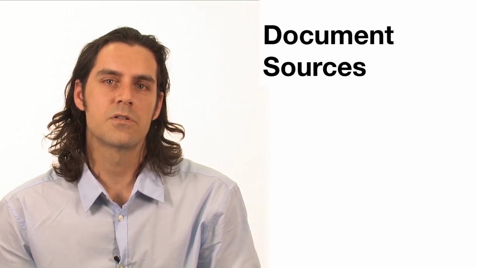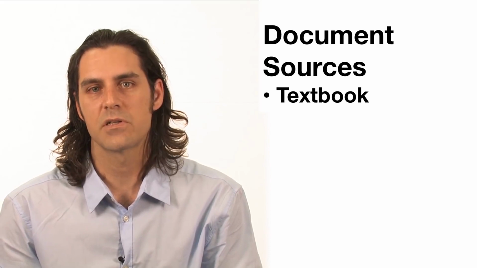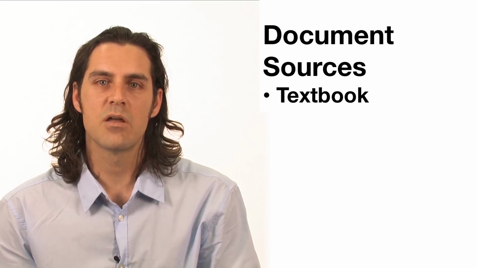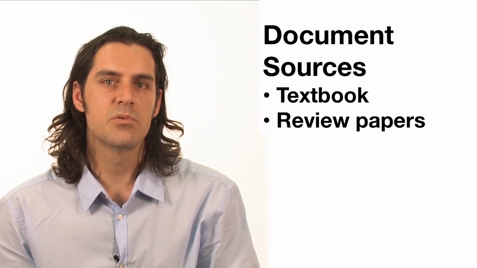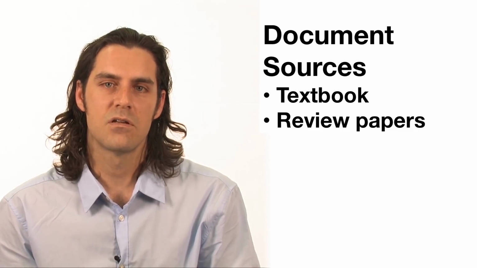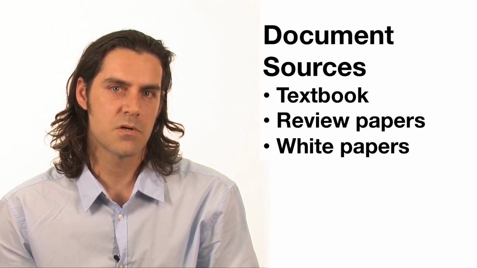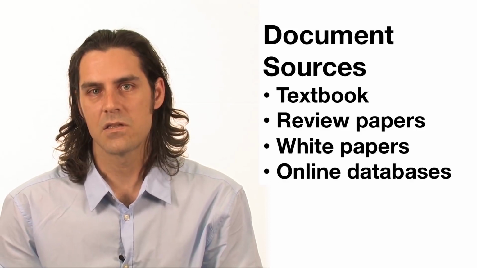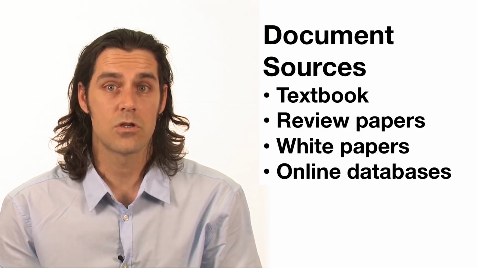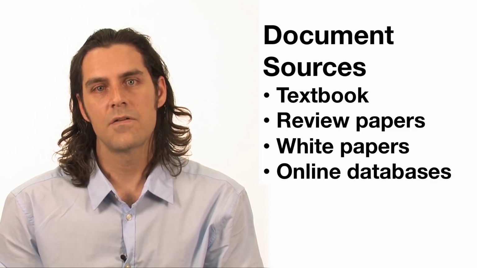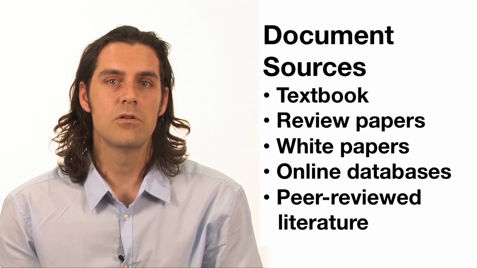The first place you might want to start is a textbook, which includes relevant topics about your project. Another place might be a review paper or simply an overview of the topic itself. There are also opinion pieces written by experts in the field, and these are called white papers. There are also databases that could be project-specific that you could use. Finally, another type of document is peer-reviewed literature.